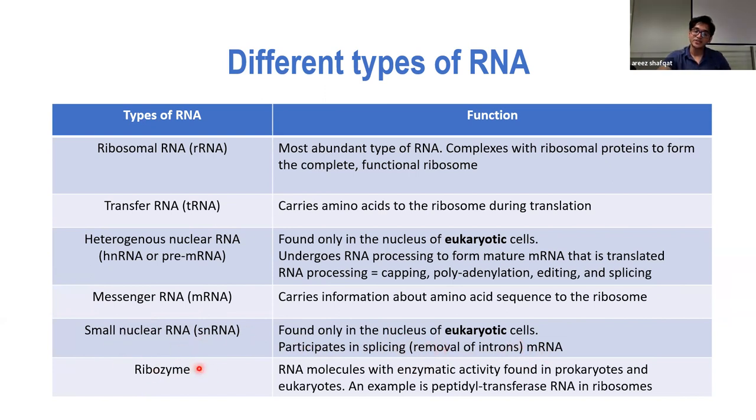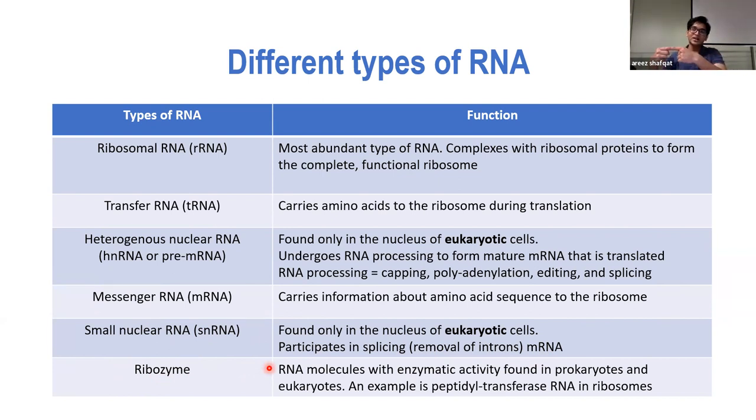The last type of RNA you should know is ribozyme. Ribozyme is an RNA molecule with enzymatic activity. So for instance, in the ribosome, when you're carrying amino acids for protein synthesis, you also have to link those amino acids together by a peptide bond.